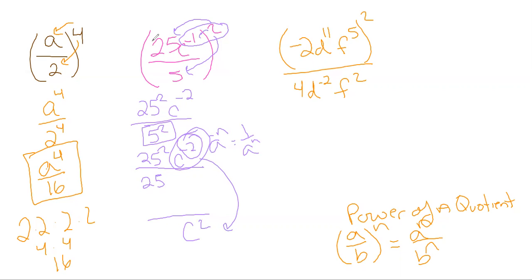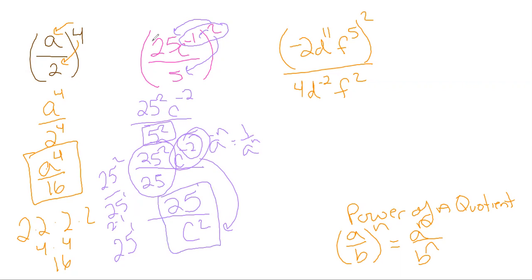The other thing that I wanna pay attention to is the quotient rule. Well, I have 25 squared, and I have 25 to the 1st. The bases are the same, so really what I have is 25 to the 1st power. I subtract those, 2 minus 1. So that is going to go on the top of the fraction. So 25 to the 1st power over c to the 2nd power.